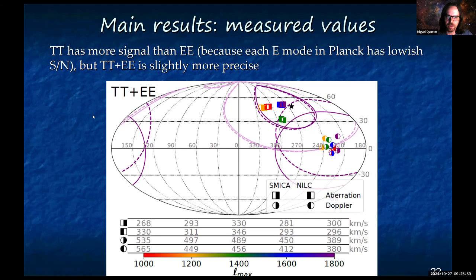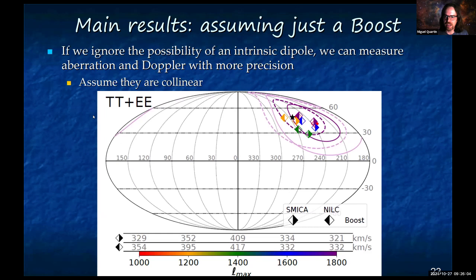If you do assume a boost, which means Doppler and aberration are in the same direction, so I have fewer degrees of freedom because they point in the same direction as an assumption, then this serves as a good cross-check. And again, SMICA and NILC are in good agreement. They are all within one sigma of the dipole direction. And the precision is better because I have fewer degrees of freedom here, okay?